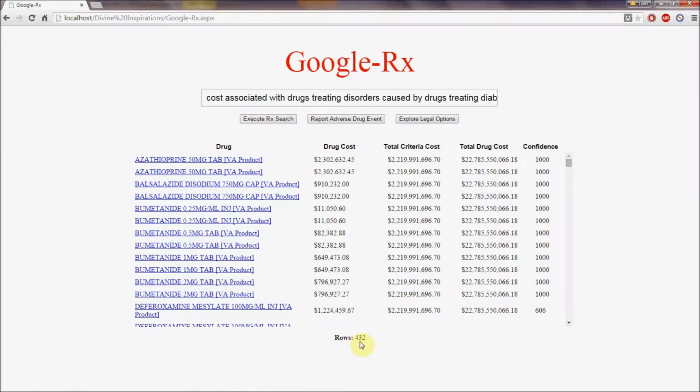And we see 432 rows returned. If we wanted to, we could continue this process and derive the cost of the drugs treating the side effects of side effects.